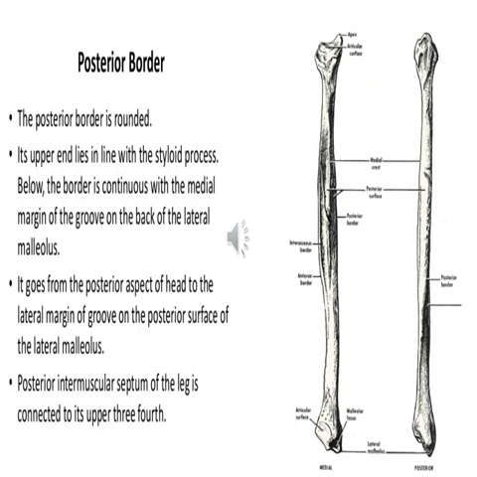The posterior border is rounded. Its upper end lies in line with the styloid process. Below, the border is continuous with the medial margin of the groove on the back of the lateral malleolus. So it is in line with the styloid process, and below it continues with the medial margin of the groove that lies on the posterior aspect of the lateral malleolus. The posterior intermuscular septum of the leg is attached to this posterior border in the upper three-fourths.